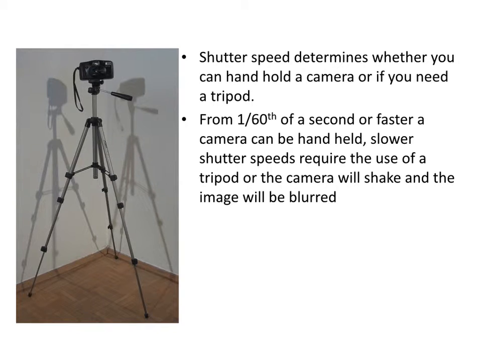A very important thing to remember about the shutter speed is that it determines whether you can hand-hold a camera or if you need a tripod. From a 60th of a second or faster, a camera can be handheld. Slower shutter speeds require the use of a tripod, or the camera will shake and the image will be blurred.